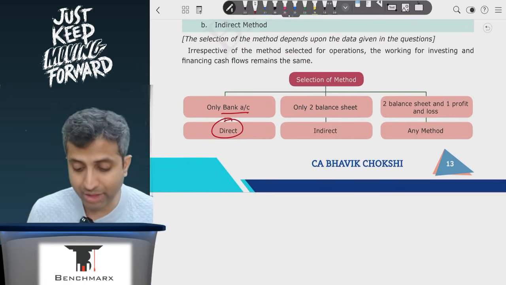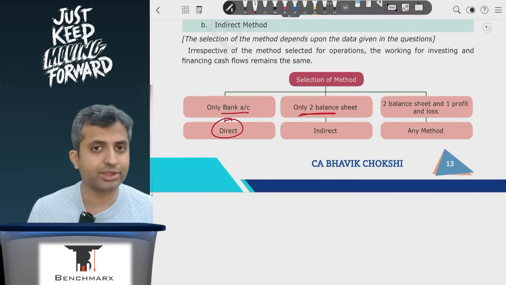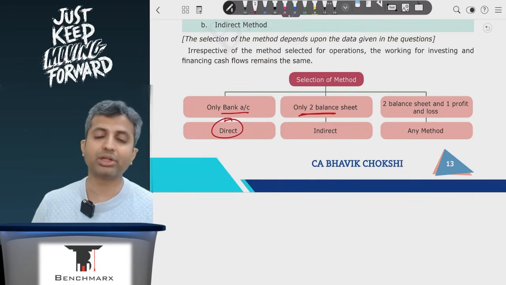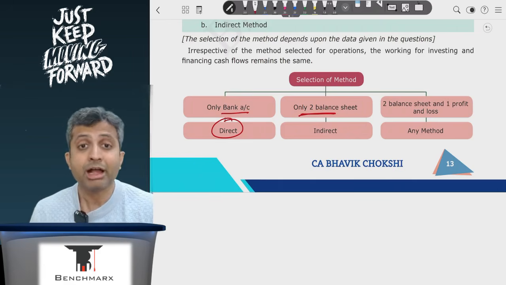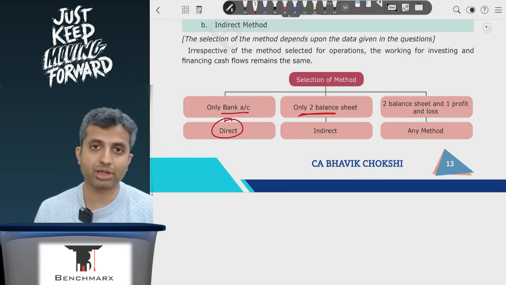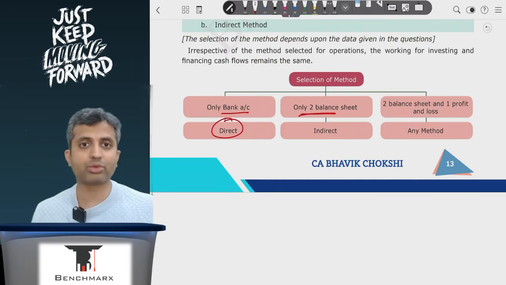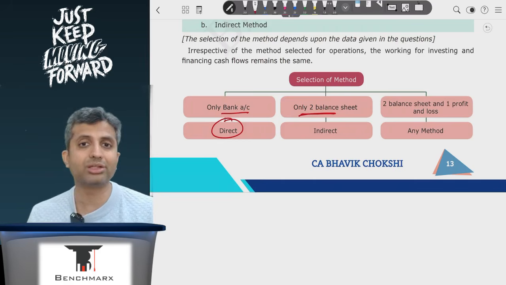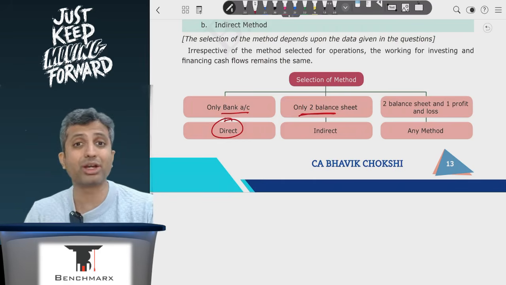However, if you have just two balance sheets, you don't have the bank account, you don't have the P&L, in which case you cannot solve using the direct method, because the direct method will require you to find the cash collection from debtors. For that you need sales. It will require you to find the payment of salaries. For that you need the salary expense. If the P&L is not there, you might not have that.